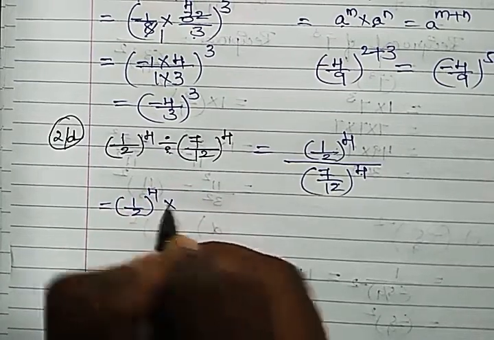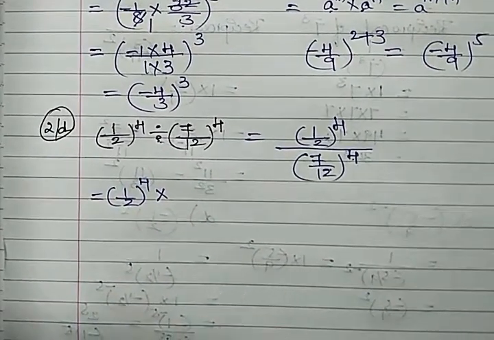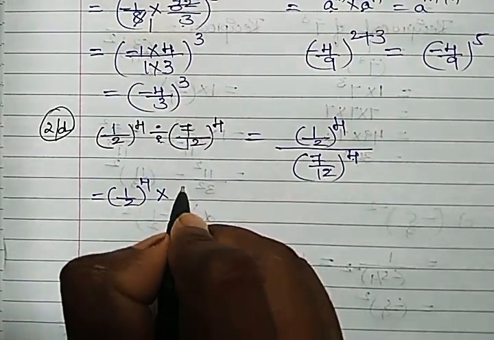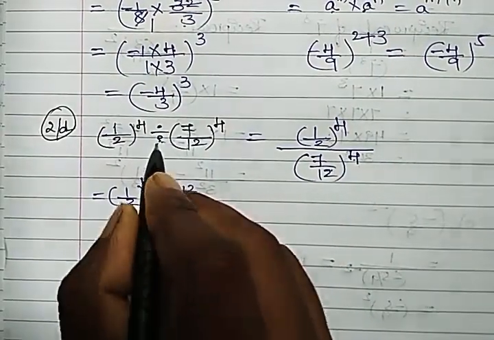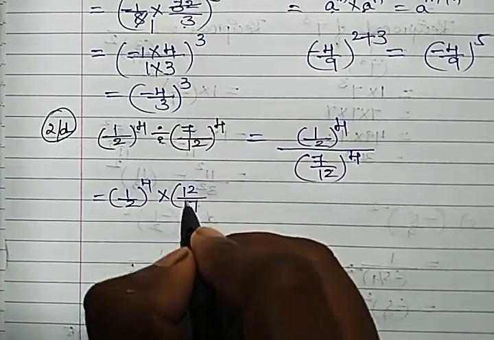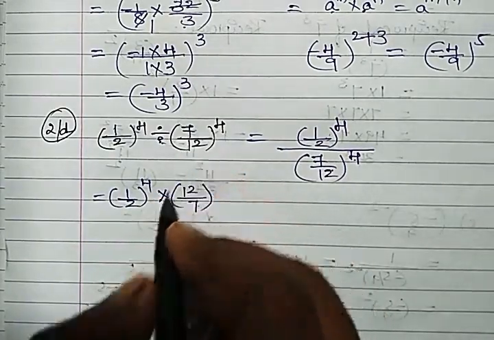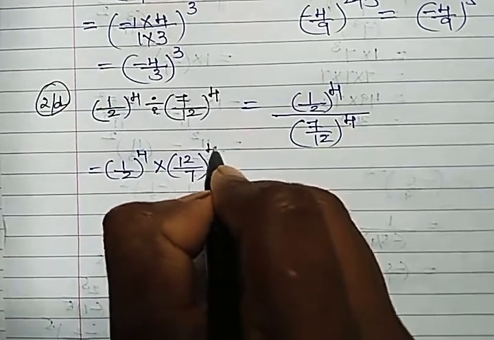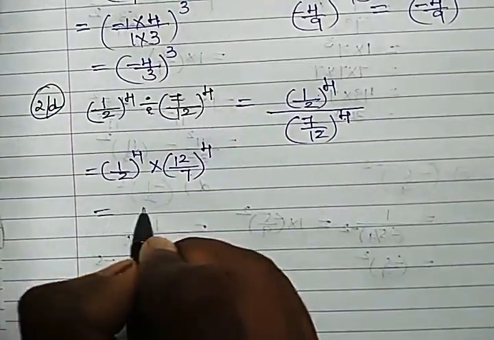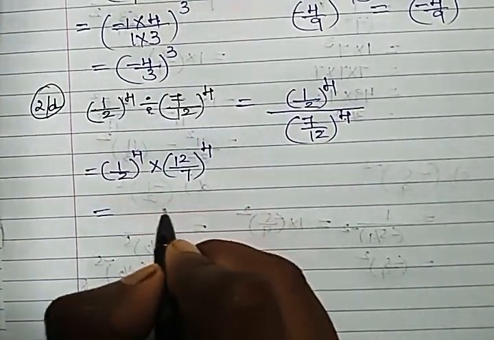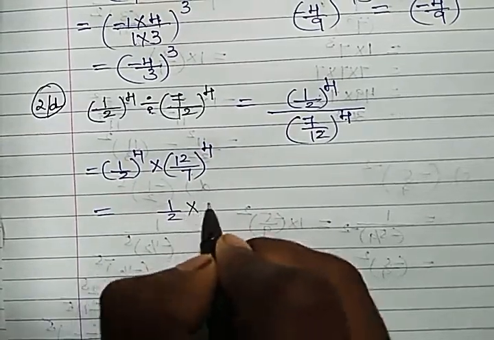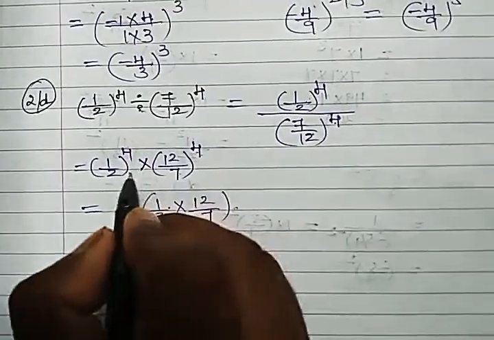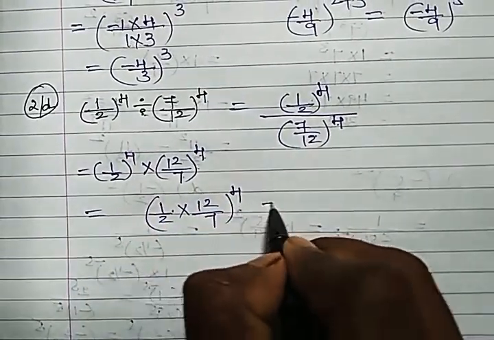Division becomes multiplication and 7 by 2 becomes, now the next thing becomes 12 by 7. Whenever we change the symbol from division to multiplication, the next fraction will be reversed. 4 then is equal to, both are having the same power, so we'll take the common power: (1 by 2 into 12 by 7) power 4. Powers are same, so the bases will get multiplied.